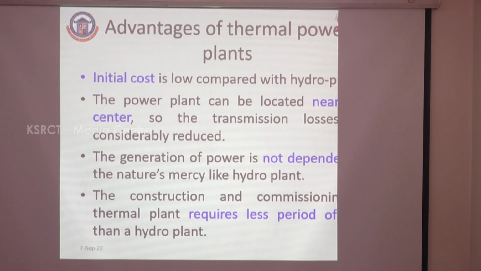Within a short period, a thermal or steam power plant can be installed. But in a tidal electric plant, the construction and commissioning take a very long period, one to three years, because of the dam construction, the spillway, and the pipe. So these are the advantages of the thermal power plant.